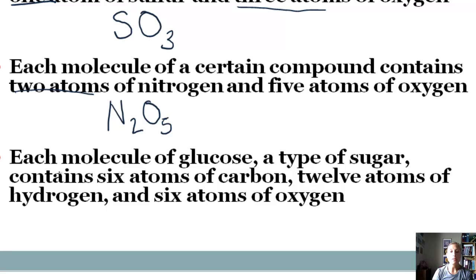All right, last one. Each molecule of glucose, a type of sugar, contains 6 atoms of carbon, 12 atoms of hydrogen, and 6 atoms of oxygen. Okay, so first is carbon. Symbol for carbon is a capital C. And there's 6 of them, so the 6 goes down there. Then we've got 12 atoms of hydrogen, so H, and then a 12. And I've got 6 atoms of oxygen, so O, and then a 6. Okay, so we'll do some practice with that.